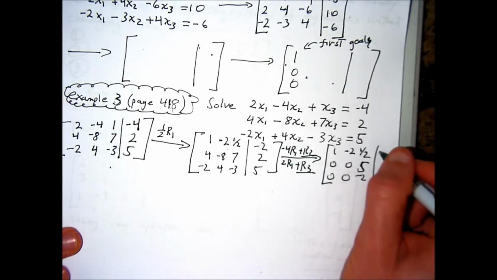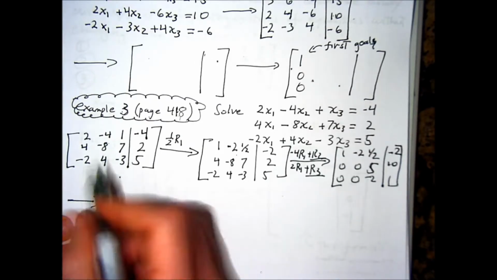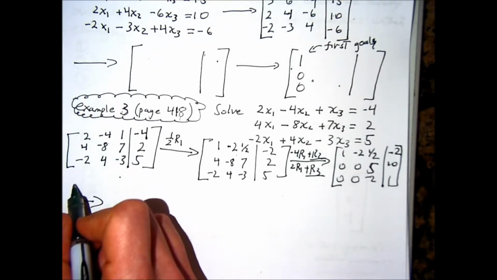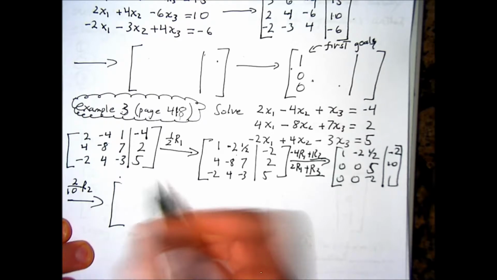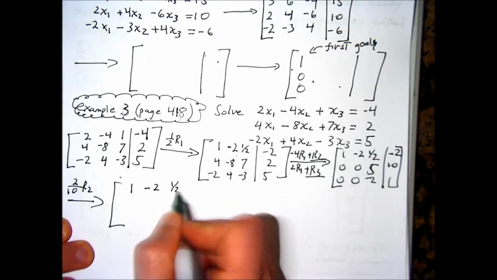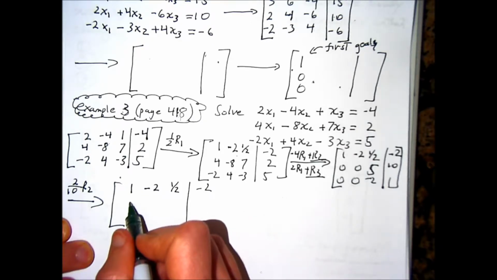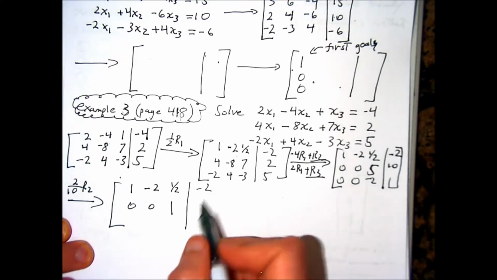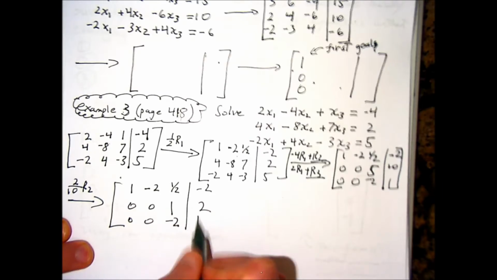And then this is -2, 10, and 1. Okay? Then we can multiply the second row by 2/10. So 2 over 10 times row 2. Everything else just gets copied down. And we get 0, 0, 1. And then this becomes 2. 0, 0, -2, 1.